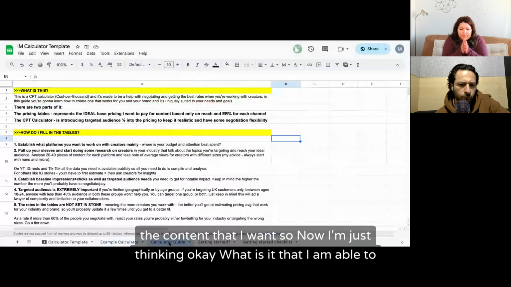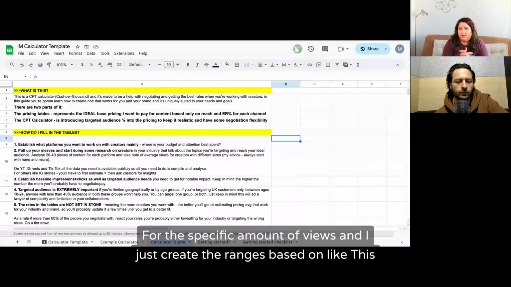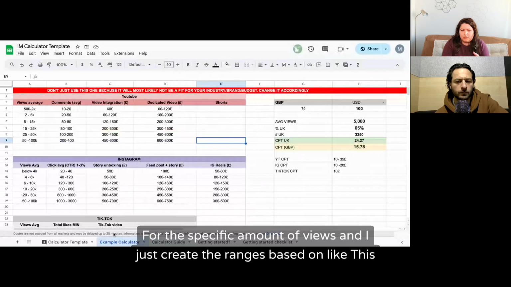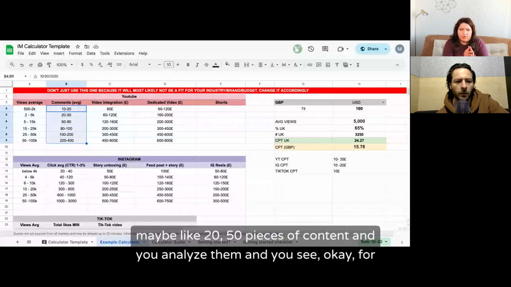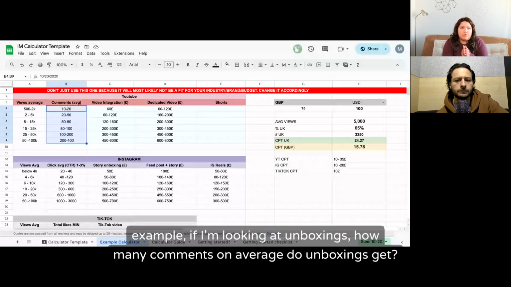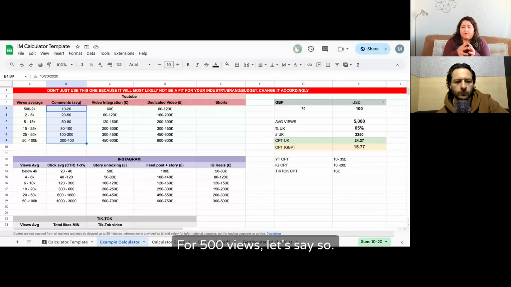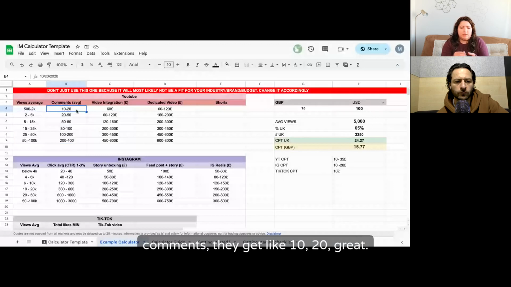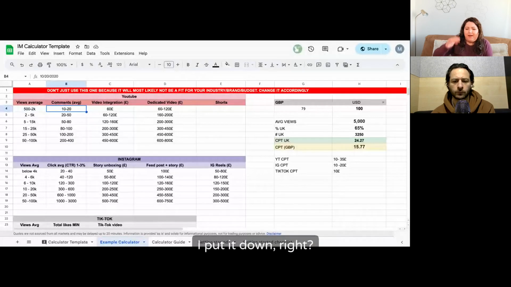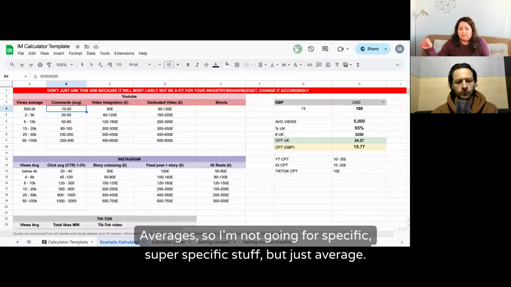So now I'm thinking, what is it that I am able to pay for a specific amount of views? I create the ranges based on research. Like I said, you pull maybe 20, 50 pieces of content and analyze them. For example, if I'm looking at unboxings, how many comments on average do unboxings get for 500 views? Maybe I conclude that for 500 views they don't get a lot of comments, like 10, 20. Great, I put it down. Averages. I'm not going for super specific stuff, just average.